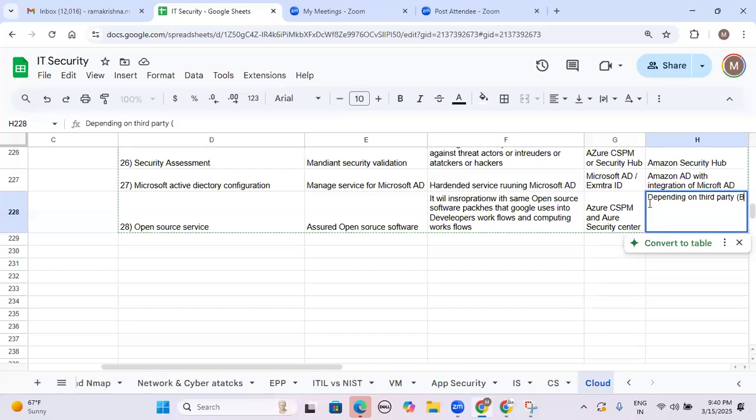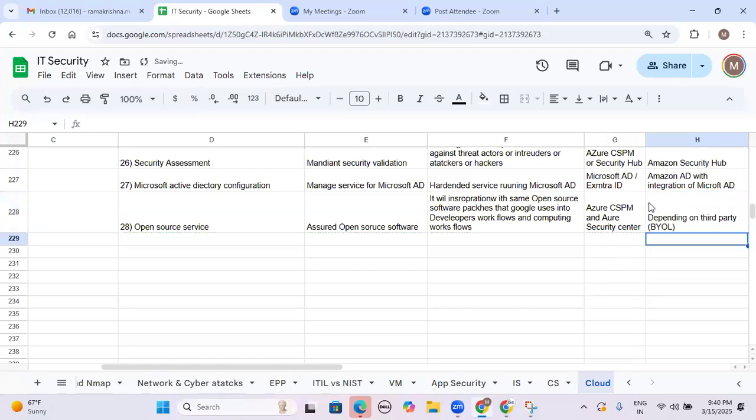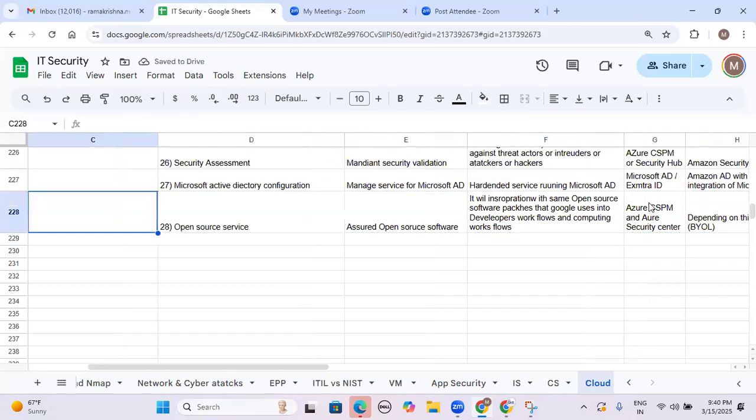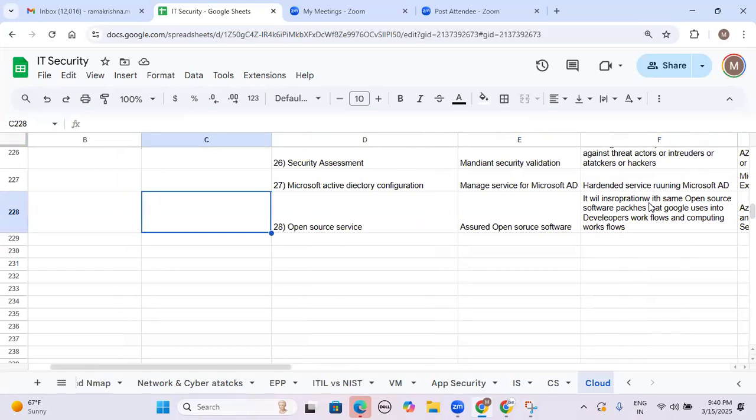So using BYOL, bring your own license. That may be Black Duck or WhiteSource and so on. Or Snyk.